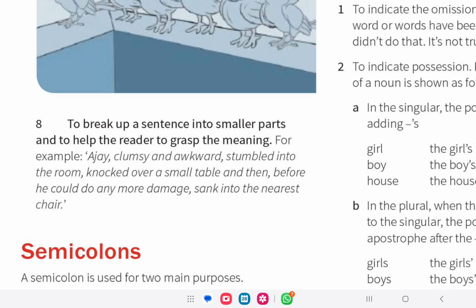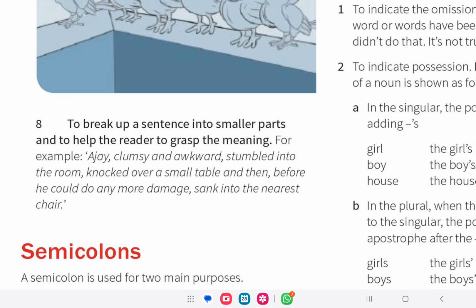So when we break up a sentence into smaller parts to help the reader to grasp the meaning, when we want our reader to walk with us, to read, think and understand things with us, we divide or separate those sentences by putting commas there. In that way, the reader can understand that better.